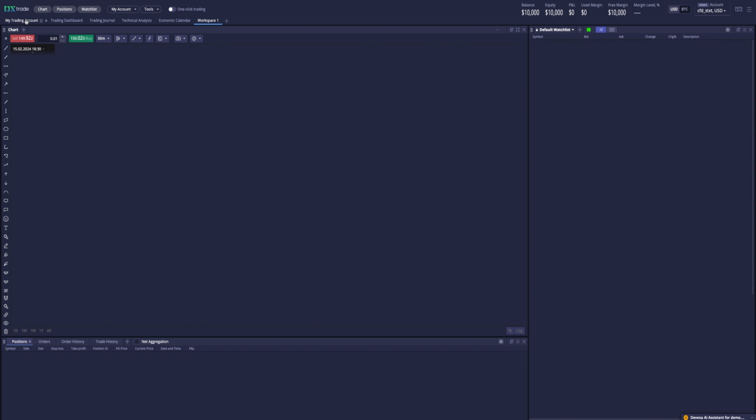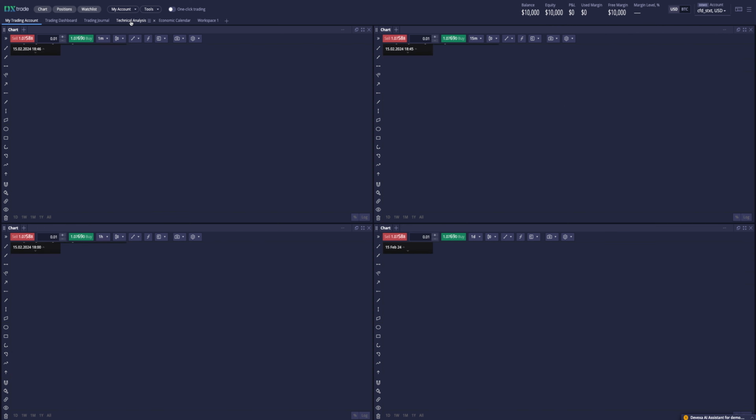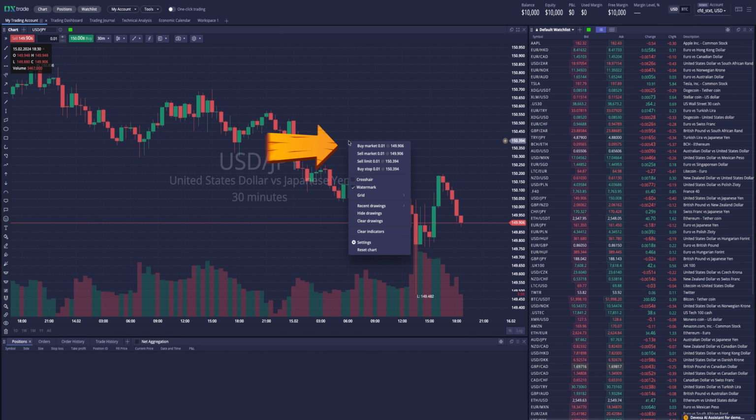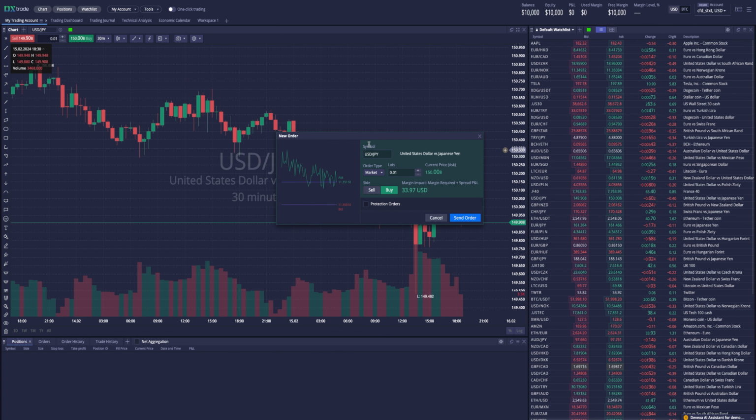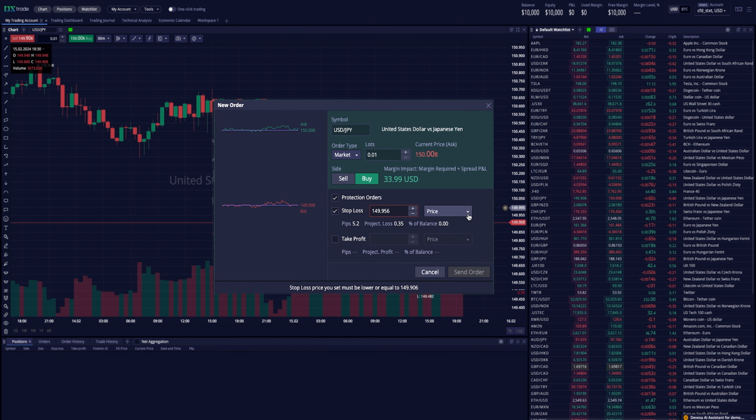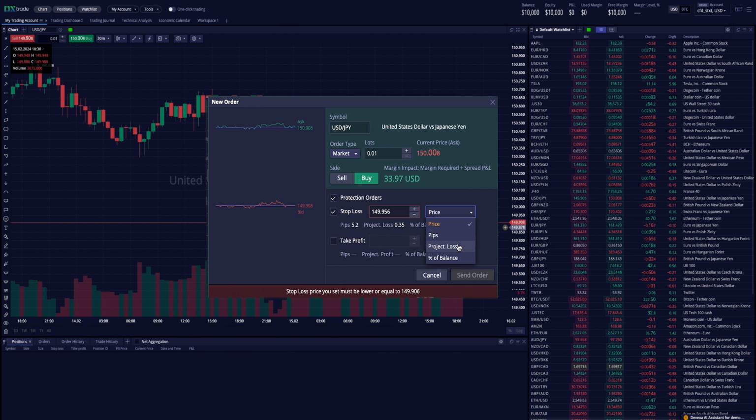You can create your own layout, or you can customize your My Trading Account tab or Technical Analysis tab layout. When placing an order, DXTrade offers the ability to calculate your risk based on price, pips, projected loss, or percentage of balance, depending on the lot size you choose.